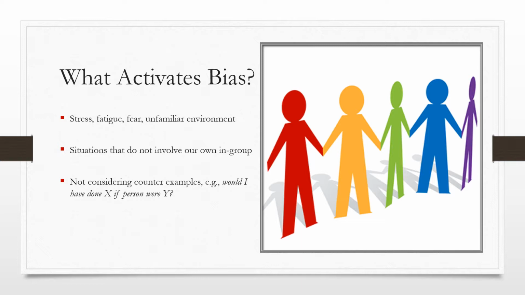Consider using counterexamples. Counterexamples refer to considering if the person were the opposite characteristic, would you have reacted the same way or said the same thing? For example, a man or woman, younger or older, obese or thin, black or white. It may be useful when reflecting to stop and ask yourself, would I have done X if the person were Y?